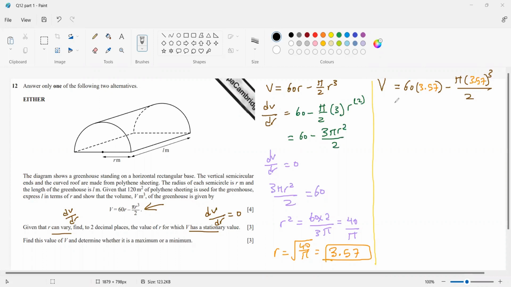Okay, let's calculate it nicely, please. Let's put it in the calculator: 60 times 3.57 minus shift pi multiplied by 3.57 to the power of 3, divided by 2. If my calculations are correct, the value of V is roughly 143, because we round to 3 significant figures. Let's take note. The unit is meters cubed.